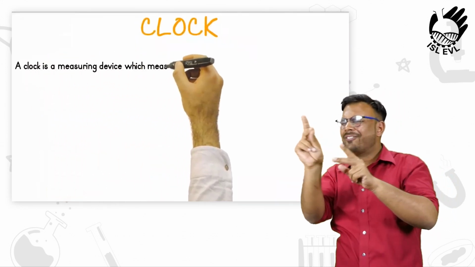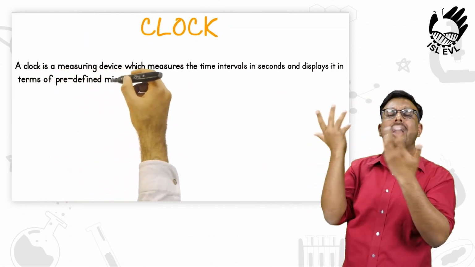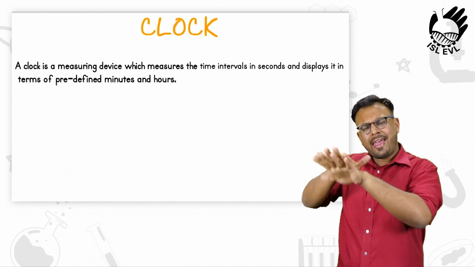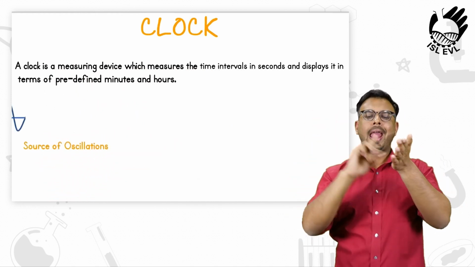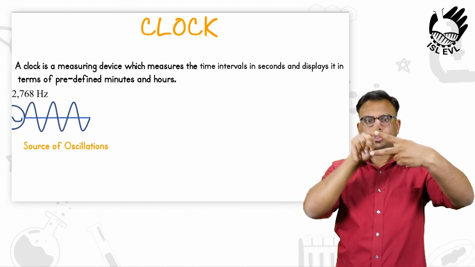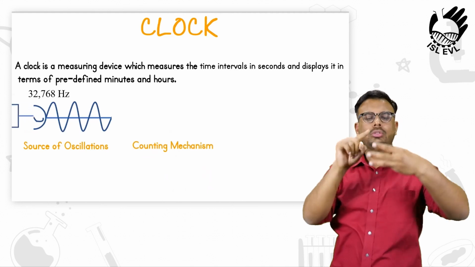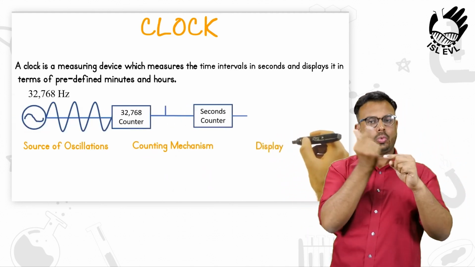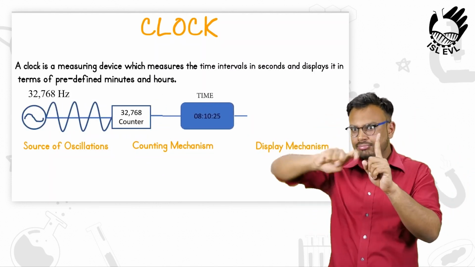A clock is a measuring device which measures the time intervals in seconds and displays it in terms of predefined minutes and hours. A clock is composed of three important components. First, it has a periodic source of oscillations known as an oscillator. Second, it has a counting mechanism for counting these oscillations and generates signals every second. Third is a display mechanism where the seconds are displayed in terms of minutes or hours.